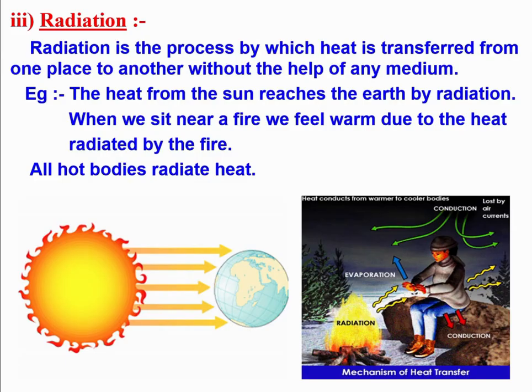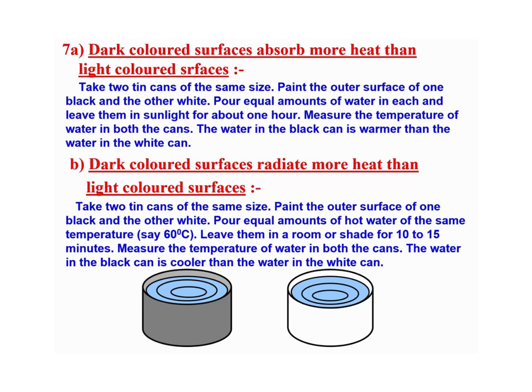Radiation. Radiation is the process by which heat is transferred from one place to another without the help of any medium. Example: the heat from the sun reaches the earth by radiation. When we sit near a fire, we feel warm due to the heat radiated by the fire. All hot bodies radiate heat. Dark colored surfaces absorb more heat than light colored surfaces.